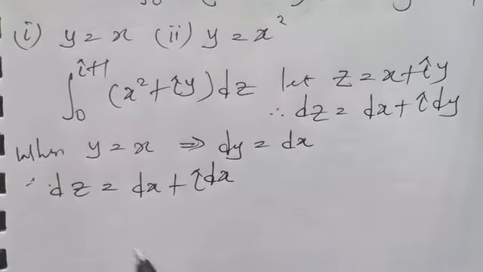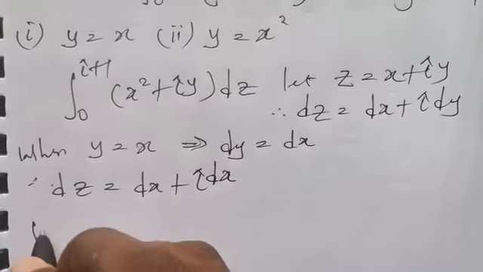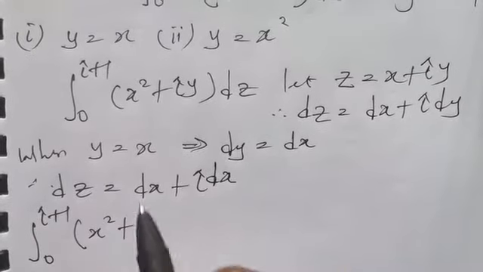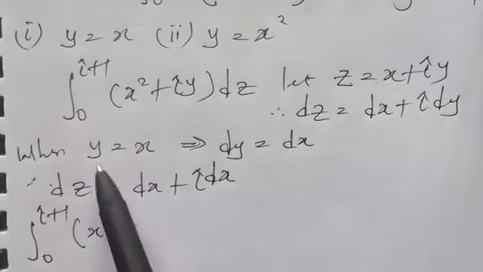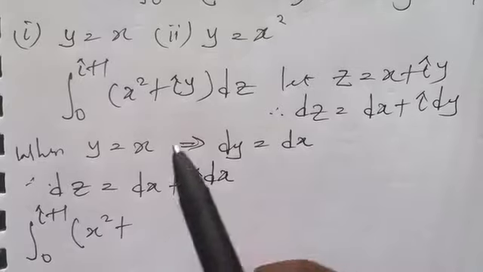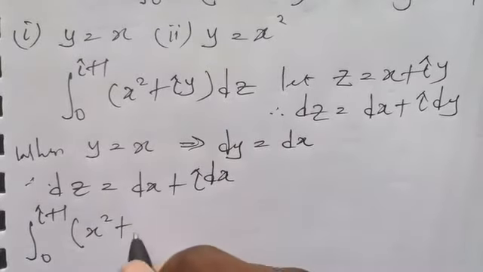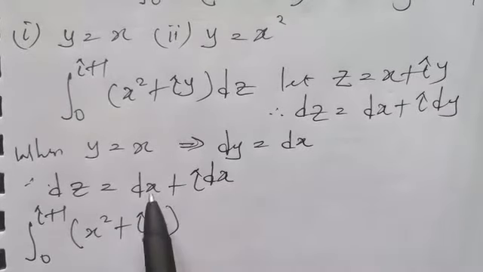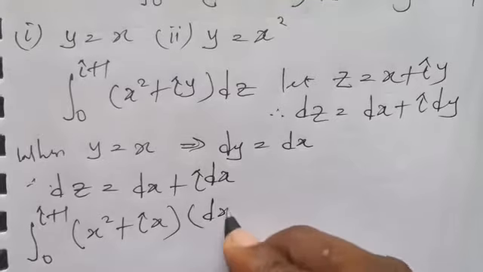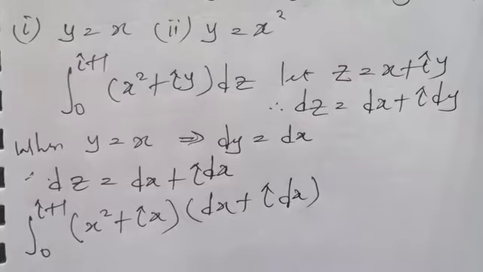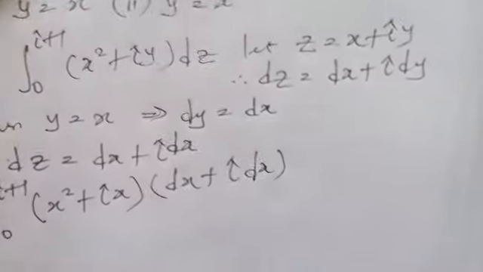Okay, so I am now going to plug this into this integral. So this becomes the integral from 0 to i plus 1 of x squared plus iy, but y is equal to x. Remember, we are considering the first case now when y is equal to x. So in place of y, we put in the value as x. So this becomes ix, okay, times dz. dz now is simply dx plus i dx. So we'll have times dx plus i dx, and we have this. So we are simply going to expand that bracket now.